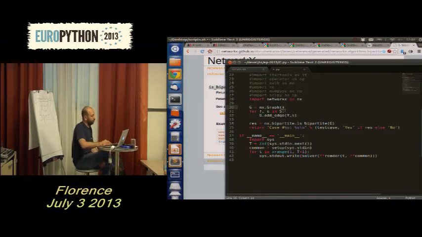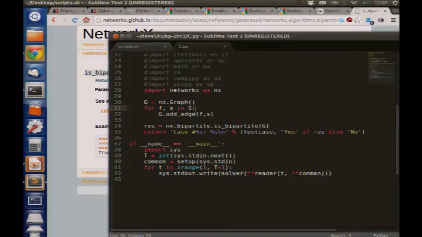I instantiate a graph. Then they gave me a line with two strings that I already separated into two tokens. So this S is a list of pairs of strings, a list of tuples, and each tuple has exactly two strings. So I just get first and second, and I add an edge to the graph. This is all you need to produce a graph.